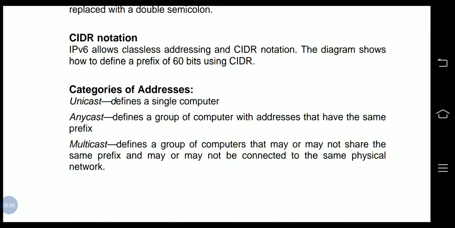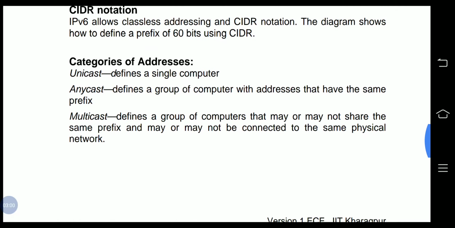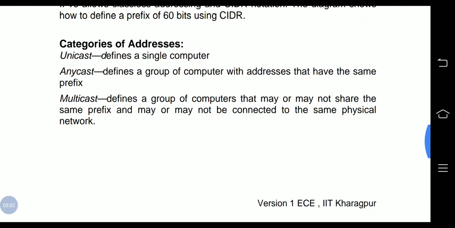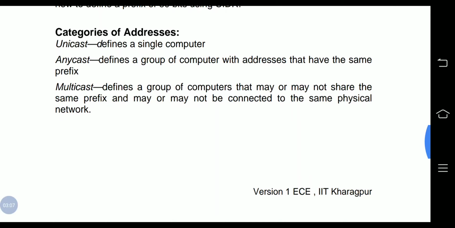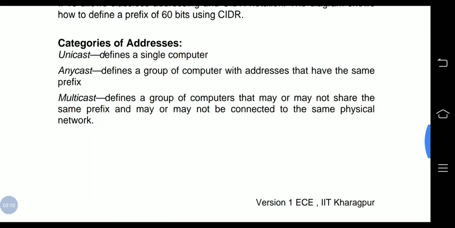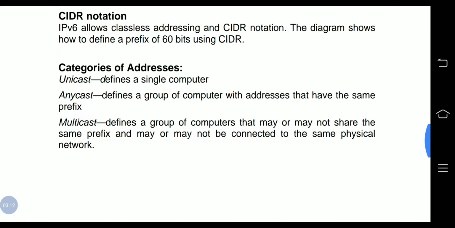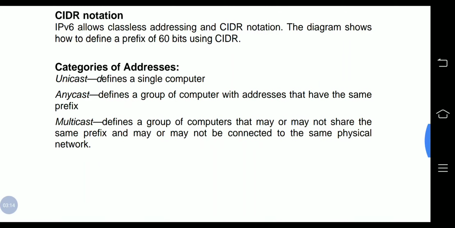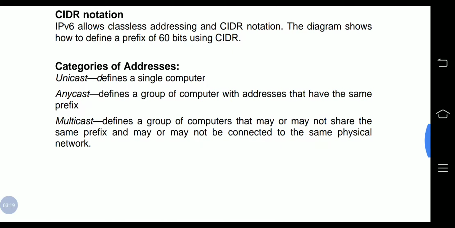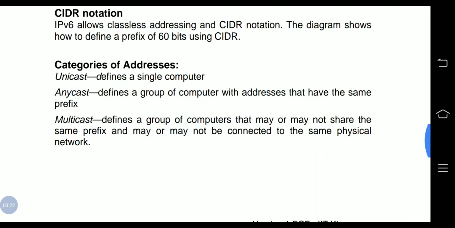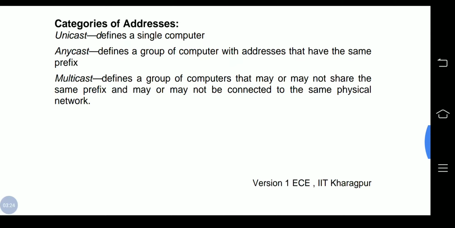Then multicast defines a group of computers that may or may not share the same prefix and may or may not be connected to the same physical network. So these three categories of addresses are supported by IPv6: unicast, anycast, and multicast. This can be asked in your examination, as to what kind of addresses are supported by IPv6. So unicast, anycast, and multicast.